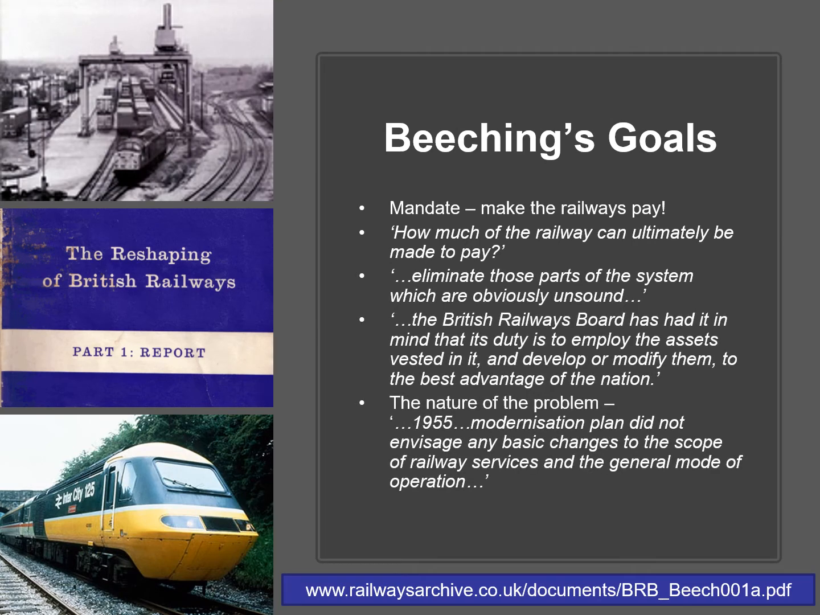So Beeching's mandate was to make the railways pay. The question he asked was how much of the railway can ultimately be made to pay. His objective was to eliminate those parts of the system which were obviously unsound. The British Railways Board had had it in mind that its duty is to employ the assets vested in it and develop or modify them to the best advantage of the nation.